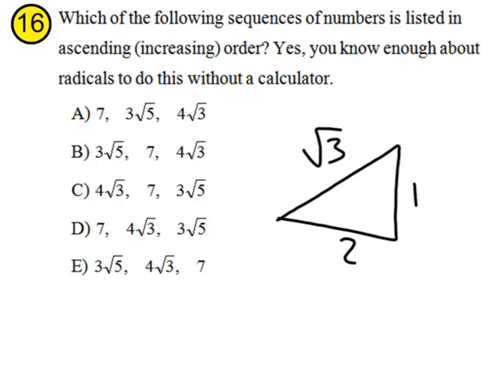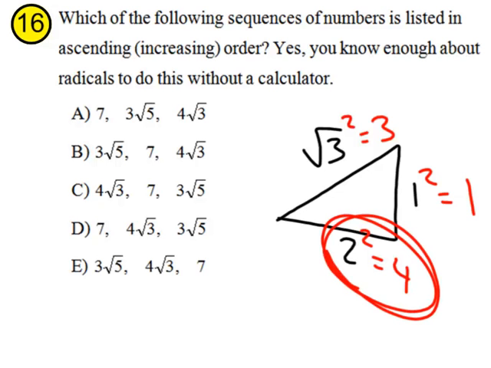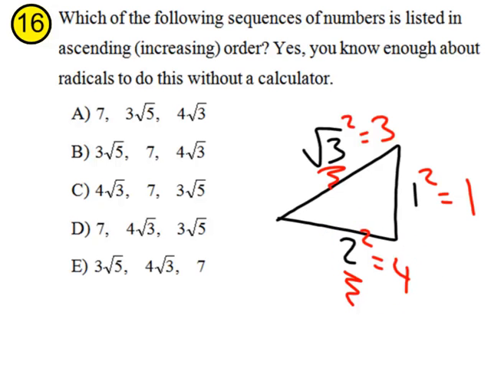Even if you don't know exactly what square root of 3 is as a decimal, you can square all these sides. If I square this, and this, and this, I get 1, 4, and 3. And I see that the square of this is the biggest, therefore 2 itself must be bigger than square root of 3 and 1, of course. So again, comparing the squares of these numbers allows us to order the numbers themselves. Hope that made sense.